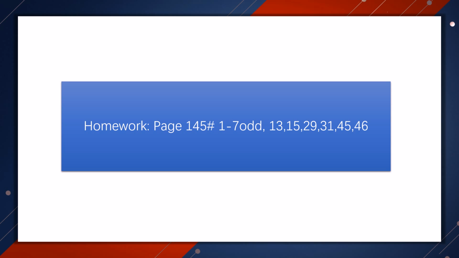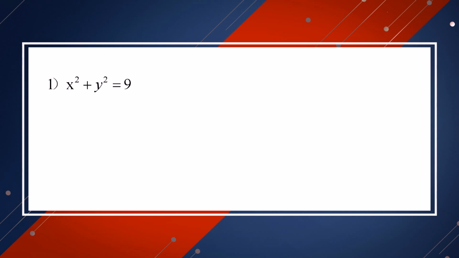Then Elsie will show the homework task. So we should do those kinds of homework on page 145, problems 1, 3, 5, 13, 15, 29, 31, 45, and 46. And let us see the first question. It asks us to find the derivative of y.